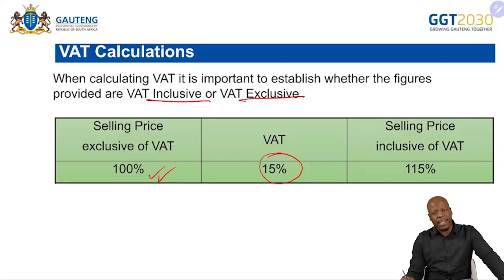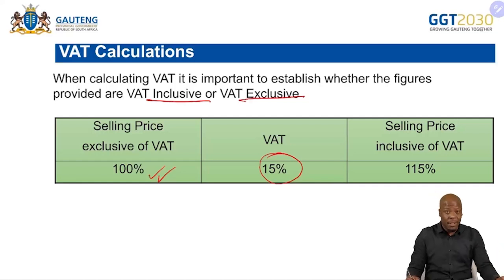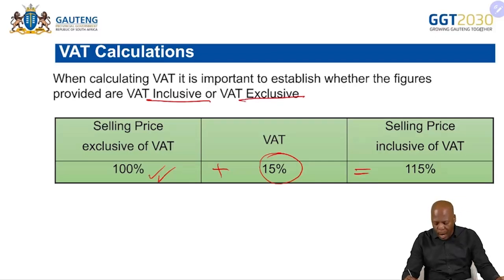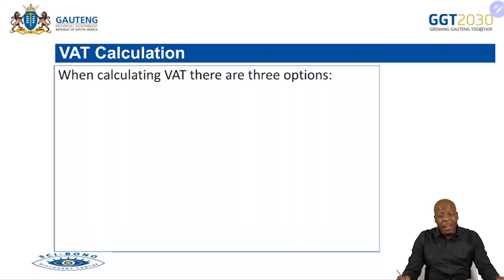Remember, in this lesson, I'll be dealing with standard rated supplies, and my standard rated supplies are at 15%. So when I have my VAT exclusive, which is 100%, I would then add the 15%, which is the VAT, and you end up with your 115, which now becomes your selling price, inclusive of VAT. In other words, it now includes VAT. That's why you see here, it is now 115. Now, dear learners, it is very important that you understand these formulas.